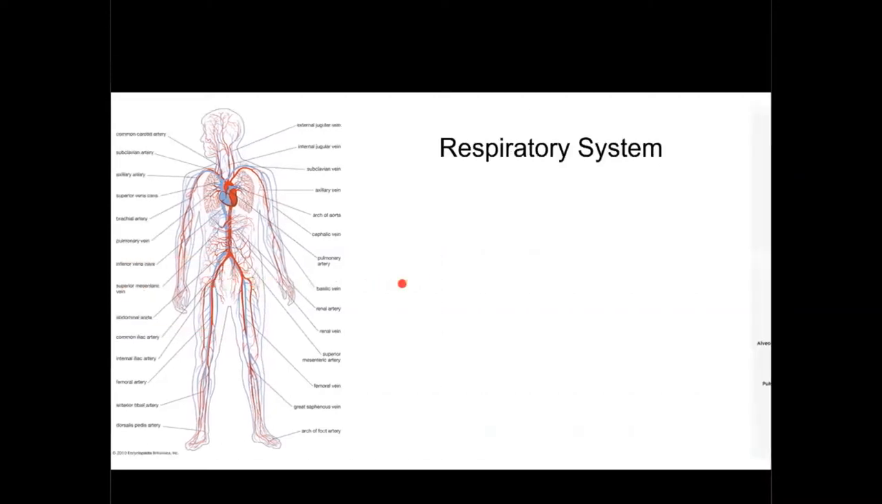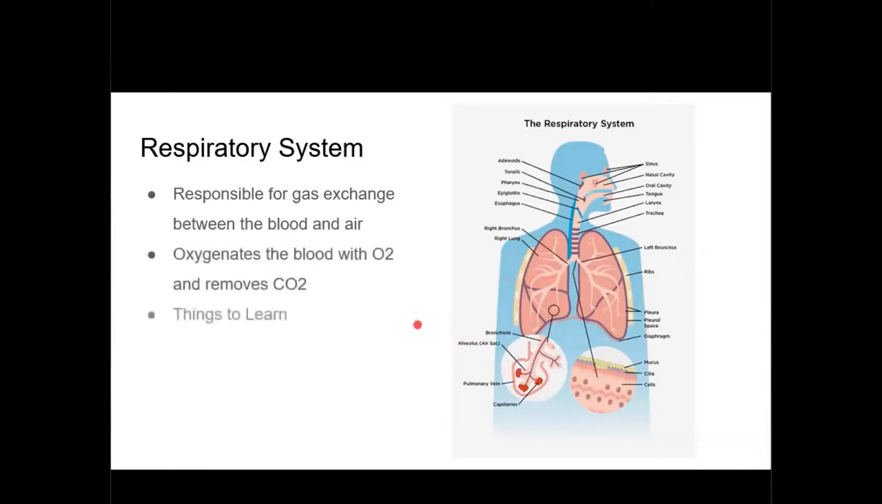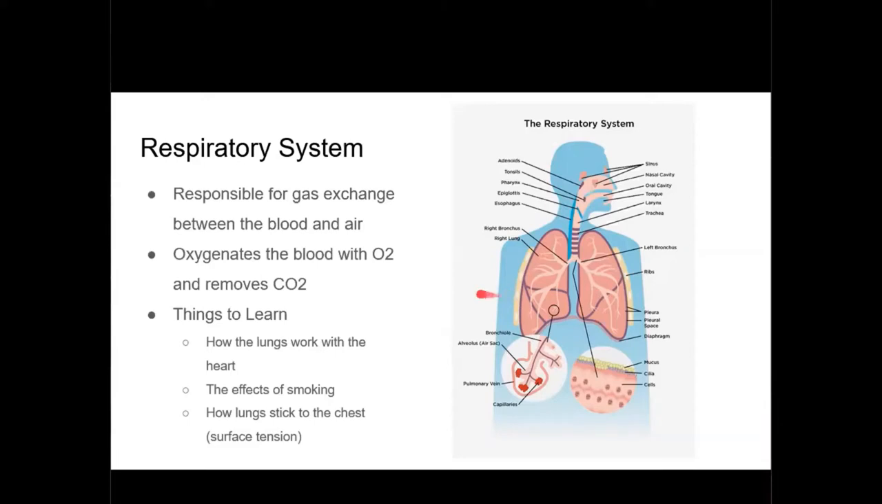Okay, next we're going to talk about the respiratory system. So the respiratory system handles the gas exchange of oxygen and carbon dioxide within the blood. So blood comes from the heart into the lungs and becomes oxygenated there. So the key things you want to know is how the lungs connect to the heart, what the effects of smoking are, so what specifically happens when you smoke and how it damages the lungs. You also want to know how the lungs stick to the chest cavity and how they remain contracted, and when you breathe in, how they stay contracted.